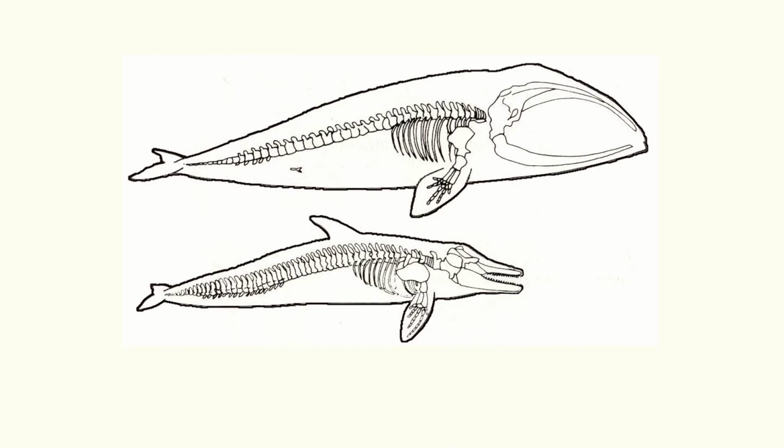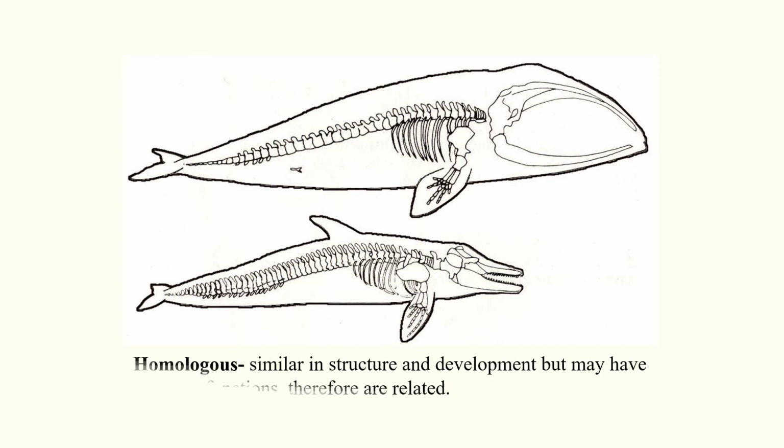If we have a look here, we've got homologous structures between different groups of cetaceans, dolphins, and whales. You can see that they have very, very similar structures because, well, they serve very similar functions. They share a common ancestor. So we know that they are related.